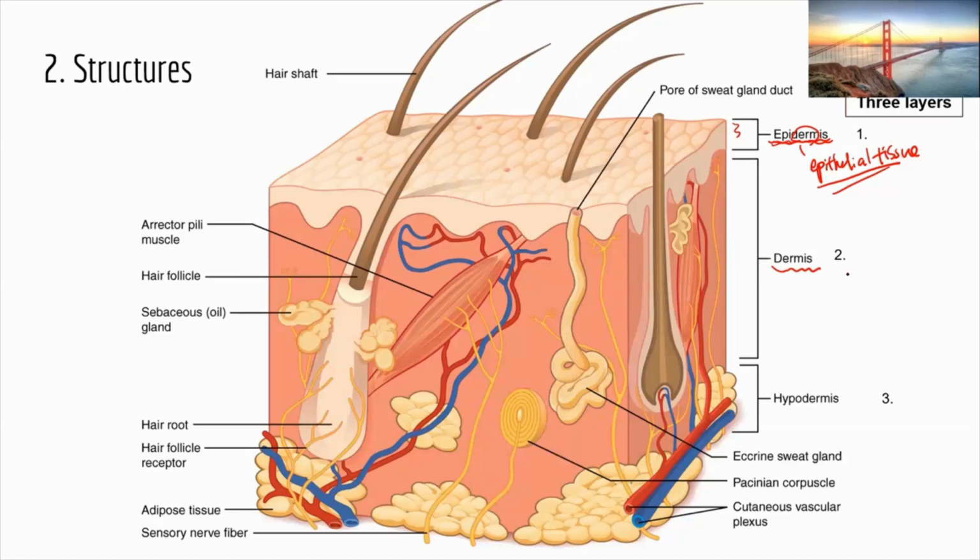All right, the next layer is dermis. As you can see, the dermis is a lot thicker than epidermis because there are a lot of structures in dermis. Now, dermis mostly consists of connective tissue.